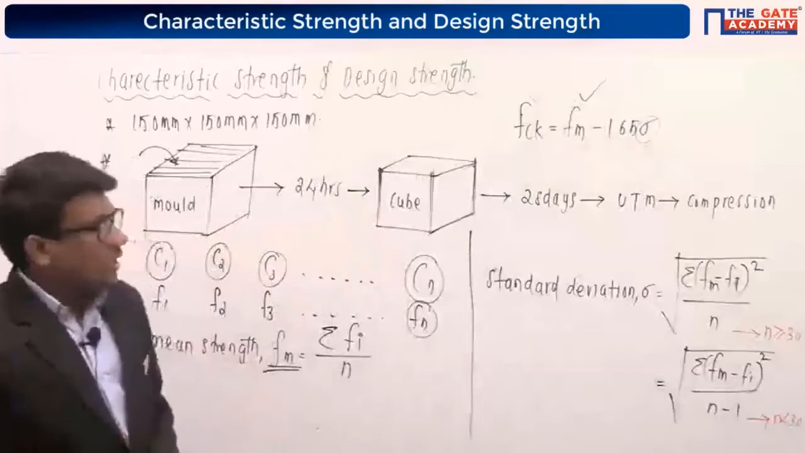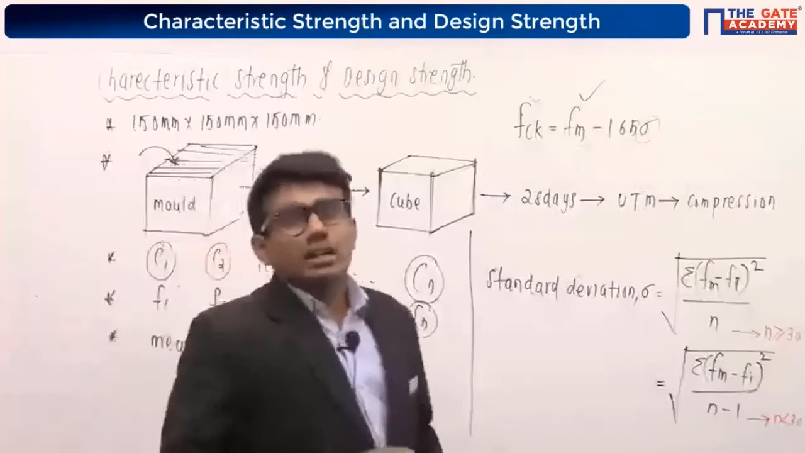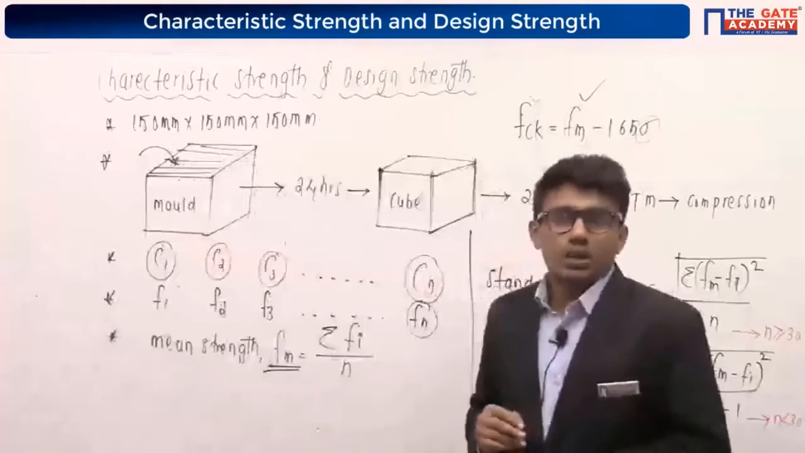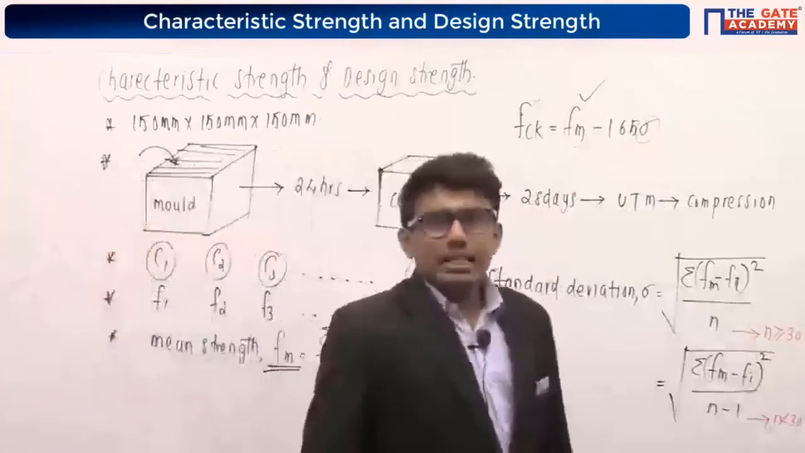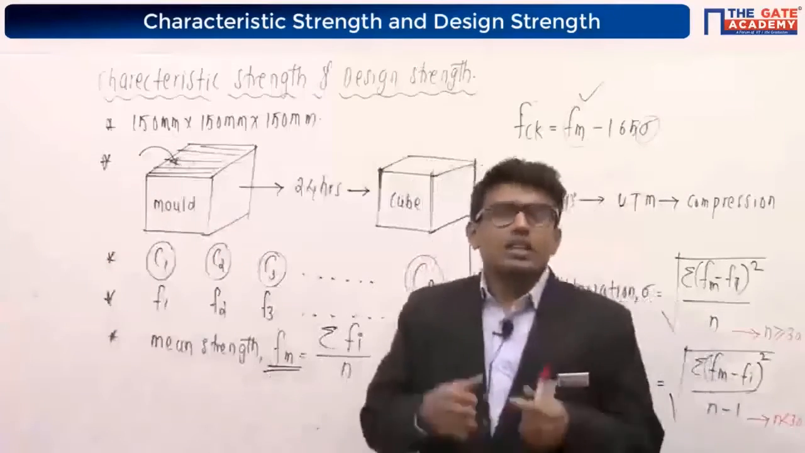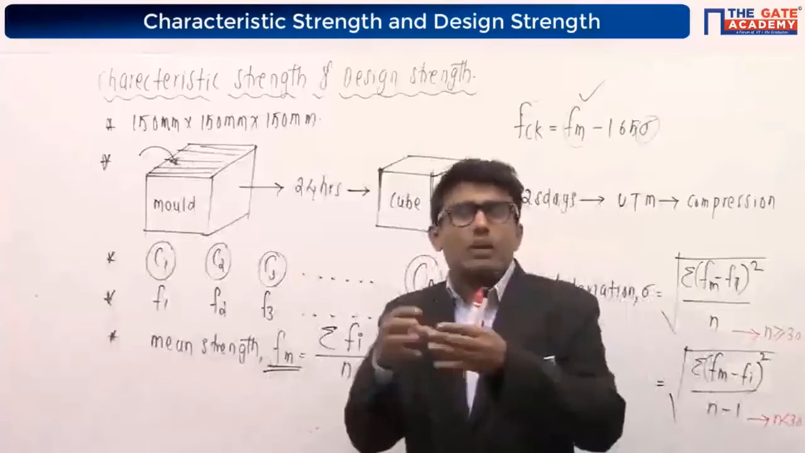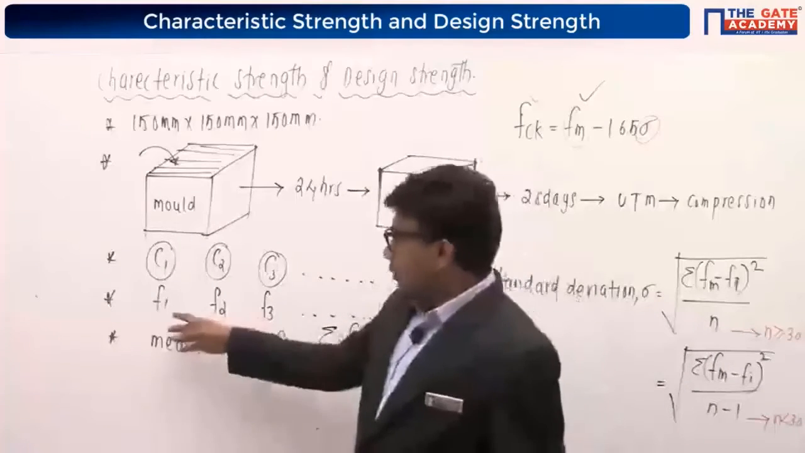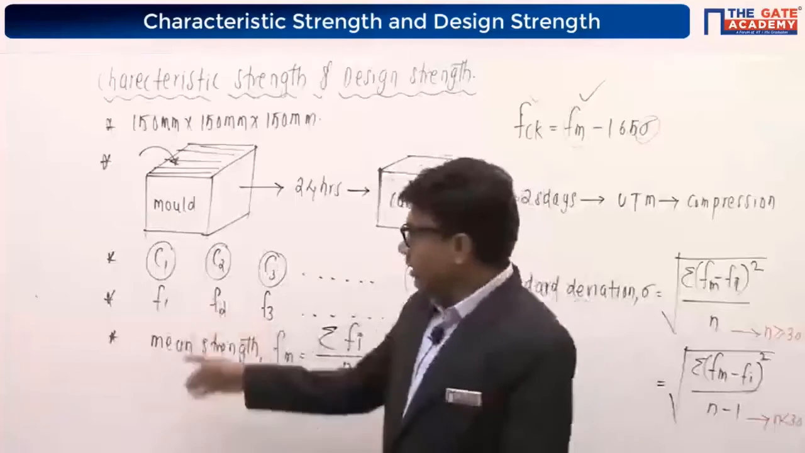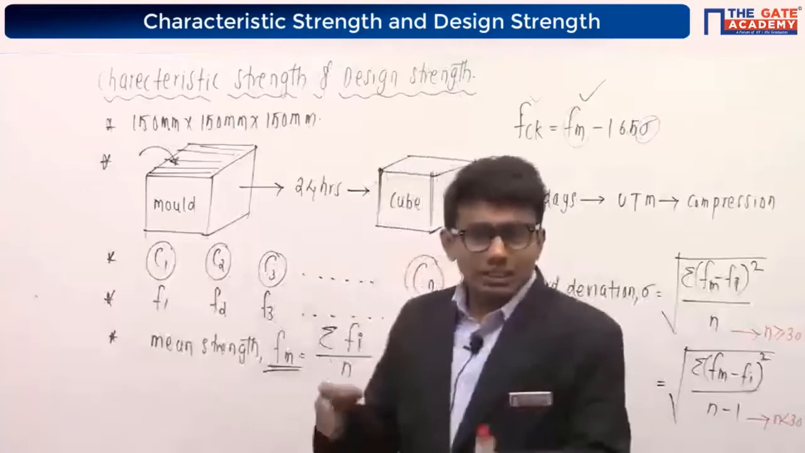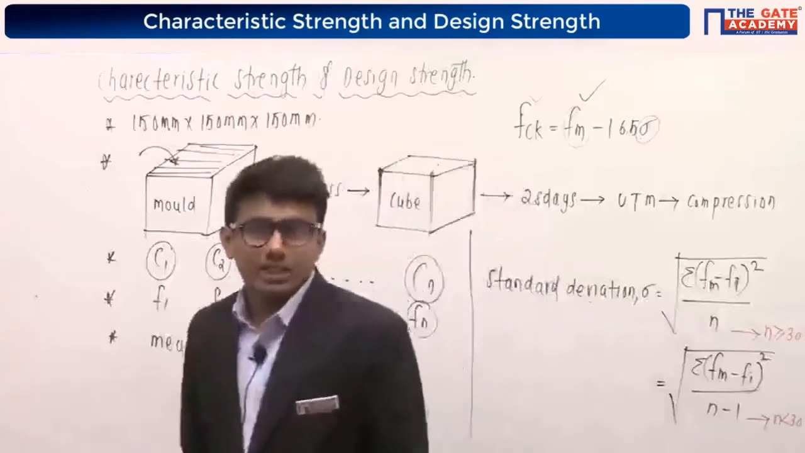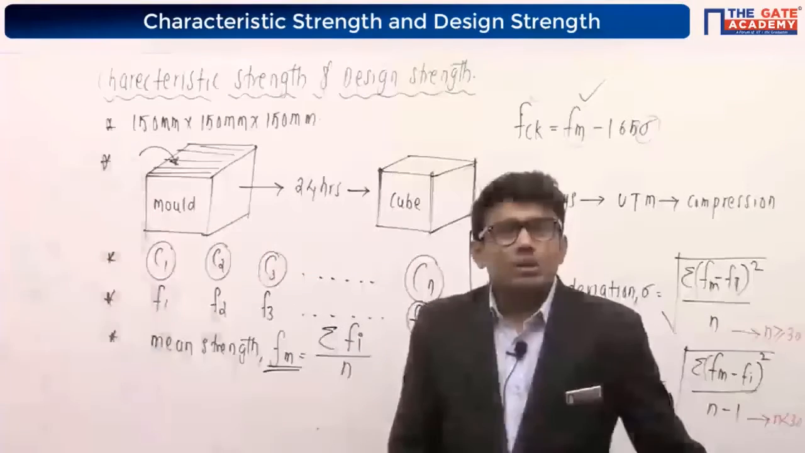So this is the procedure we follow to find the characteristic compressive strength of the concrete. Please note it down. Standard deviation means deviation of the results from the mean. Suppose the mean value is 25, right? C1 is around 23. What is the deviation from the mean? So that's the meaning of our standard deviation.